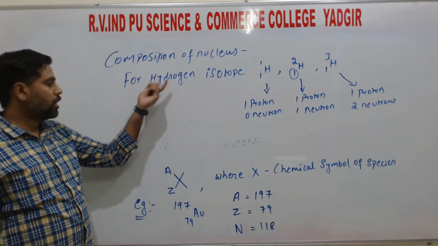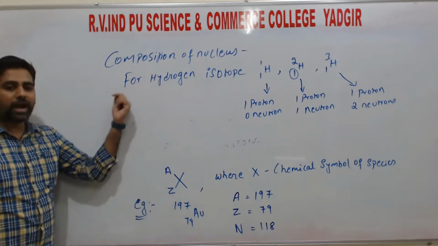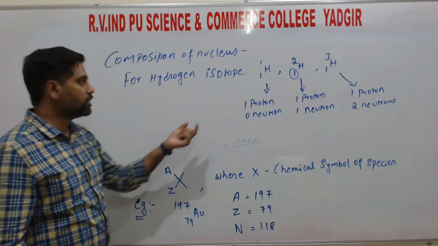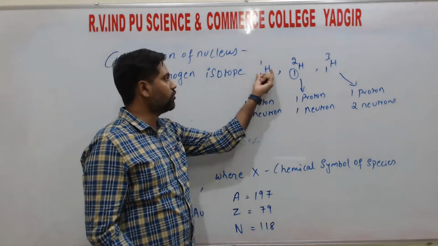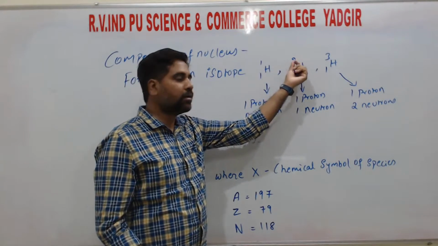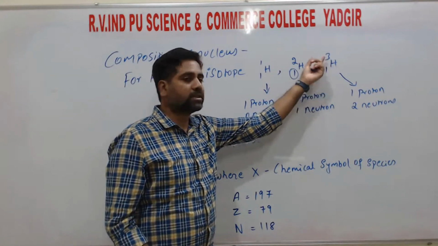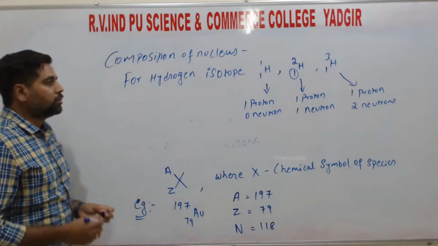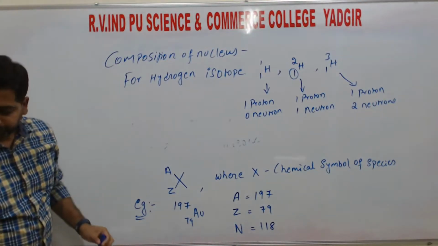So this is the example. One is gold and the second one is the hydrogen isotopes. For hydrogen isotopes we can write 1H1. If they ask for deuterium we need to write 1H2. So for tritium we need to write 1H3, right?